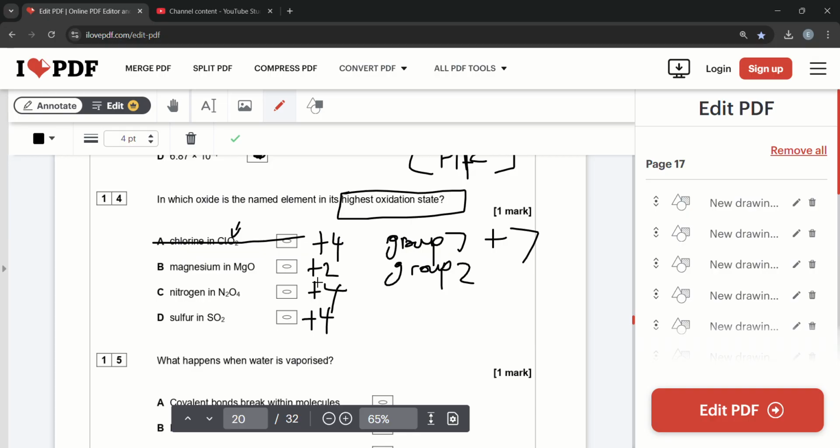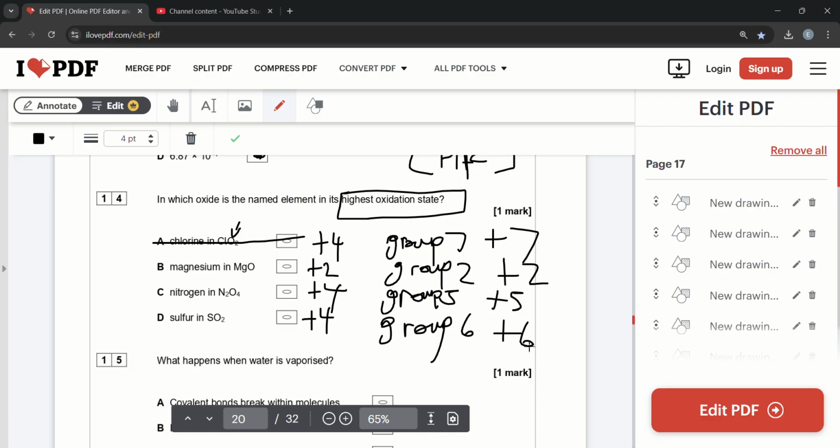So the highest oxidation state for magnesium is actually +2. Nitrogen, group 5. Highest oxidation state is +5, therefore. Remember the group number usually tells us the oxidation states. Sulfur in sulfur dioxide is in group 6, not in group 5. So the highest oxidation state is +6.